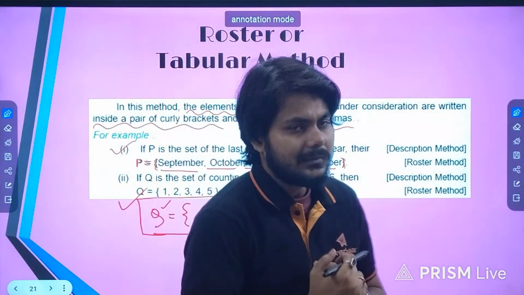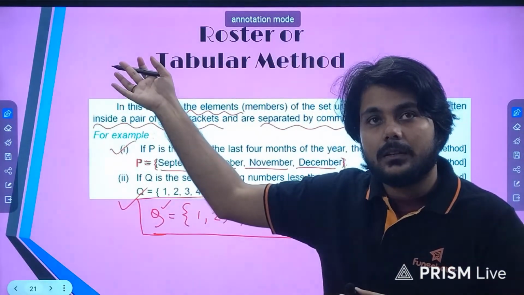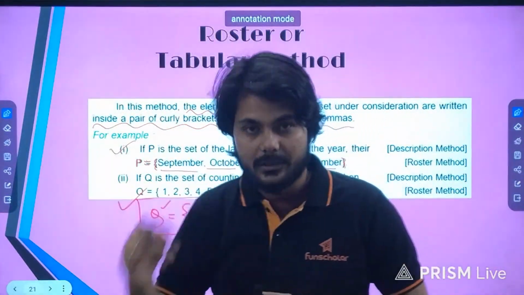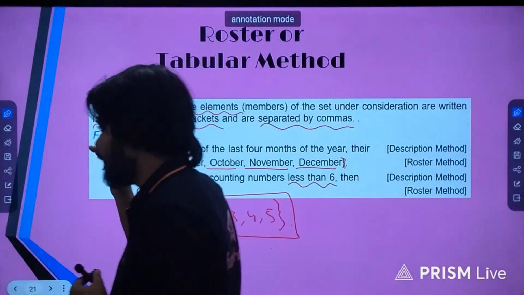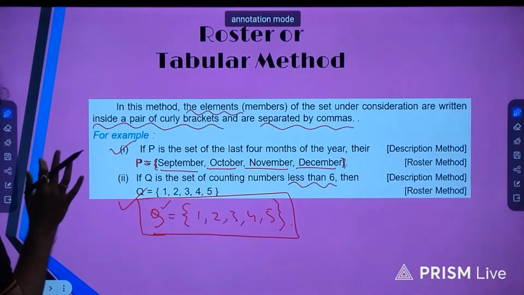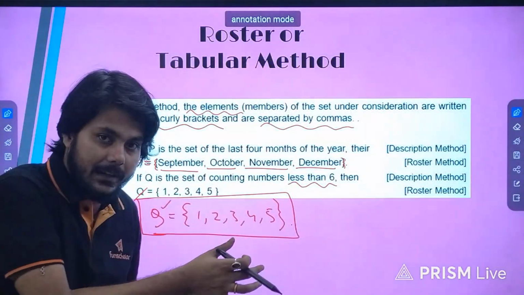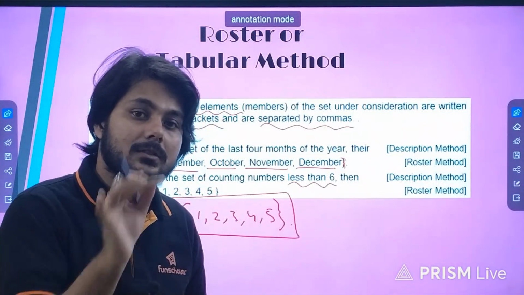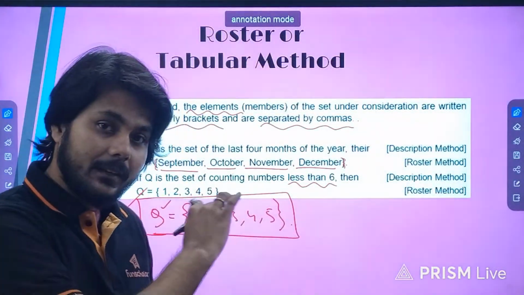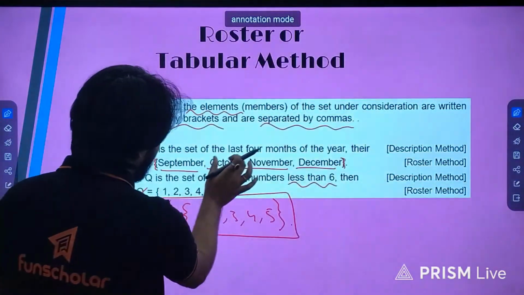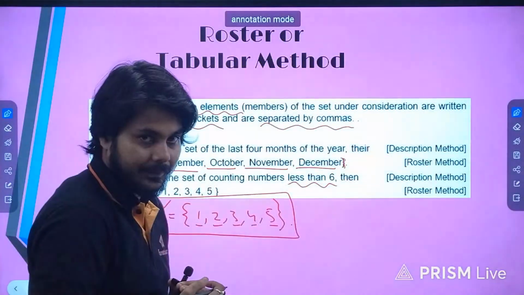Now a question must be coming to your mind: what is the actual difference between the description method and the tabular or roster method? Look, if you carefully see the tabular or roster representation, you can definitely see that inside the curly brackets all the elements of that particular set have been written. Yes or no? These four are the elements of this set. These five numbers are the elements of this set. Yes or no? Yes.